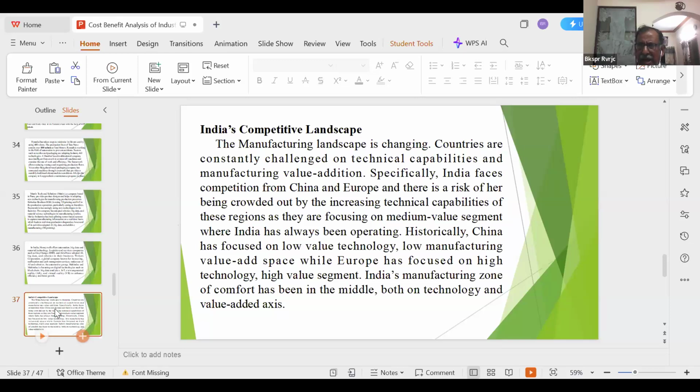Historically, China has focused on low value technology and low manufacturing value added space, while Europe has focused on the high technology, high value segment, and India's manufacturing zone of comfort has been in the middle, both on technology and value added axis.